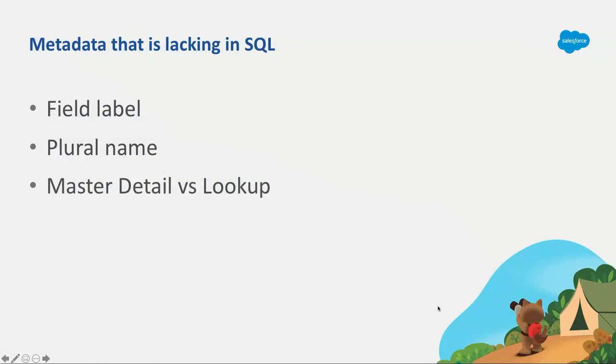There's a number of metadata that is missing in SQL. It doesn't have field labels, it doesn't have plural names, and it obviously doesn't have any knowledge of whether something's a master detail or a lookup like we have in Salesforce. It just has foreign keys. So that's another part of the step. We automatically generate the field labels and plural names, but it's something you'll want to double check because it's an automated script and it might not turn out the way you want it to be. And then if something is actually a master detail, you'll have to specify that versus a lookup.